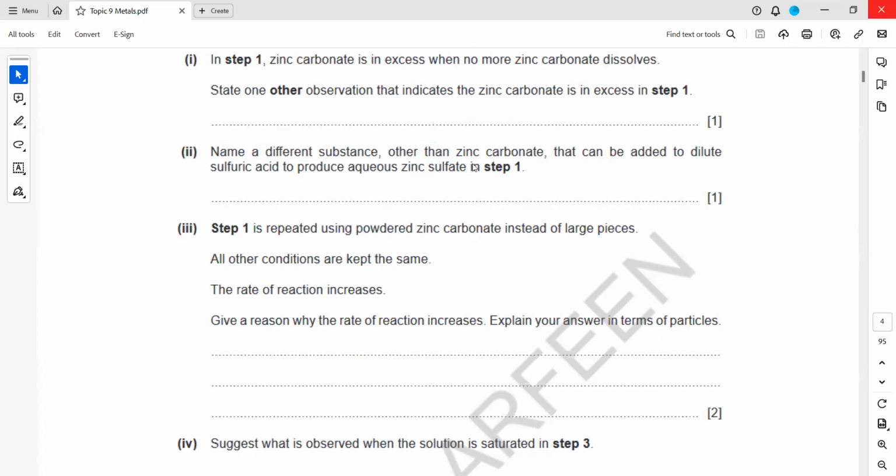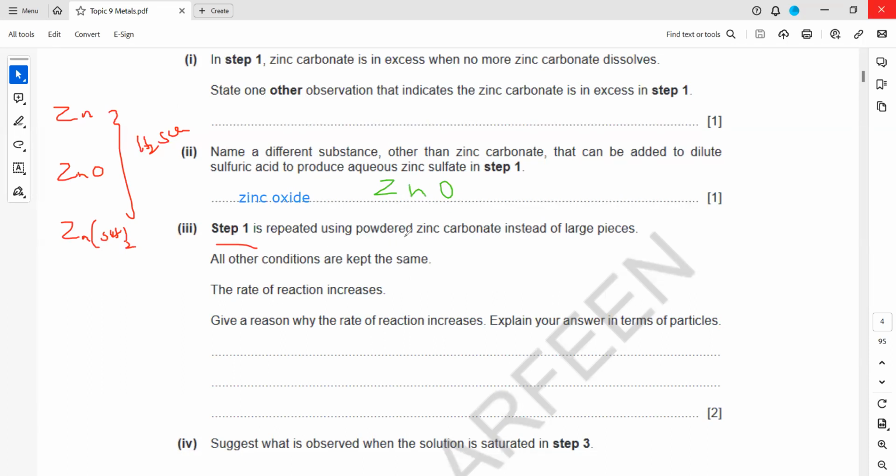Then name a different substance other than zinc carbonate that could be added to produce zinc sulfate. So a metal oxide. If we use zinc metal, zinc oxide, or zinc hydroxide, whenever all of them react with sulfuric acid, they will give zinc sulfate. So any one of them you can mention.